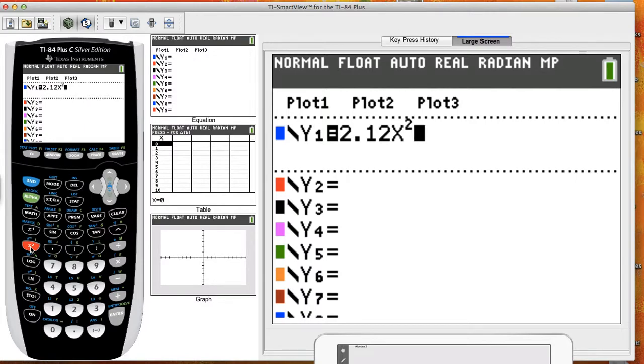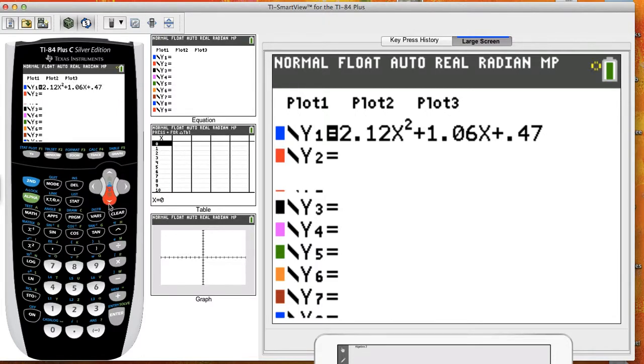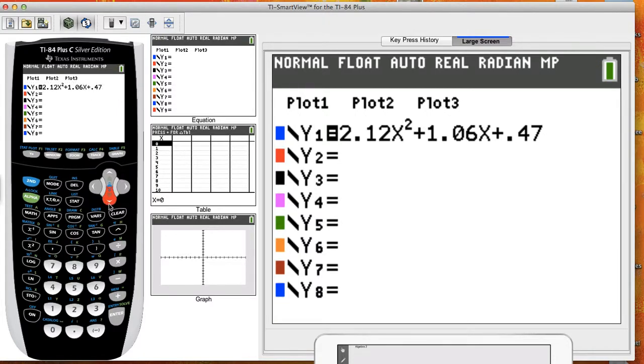Okay, so in y1 you put the equation that you just found, plus 1.06x plus 0.47. Now I'm going to go to y2 and put the value that is given to me, which in this case is 50. So on y1 you put the equation, and on y2 you put the number that they gave you, which is 50. And let's graph it.